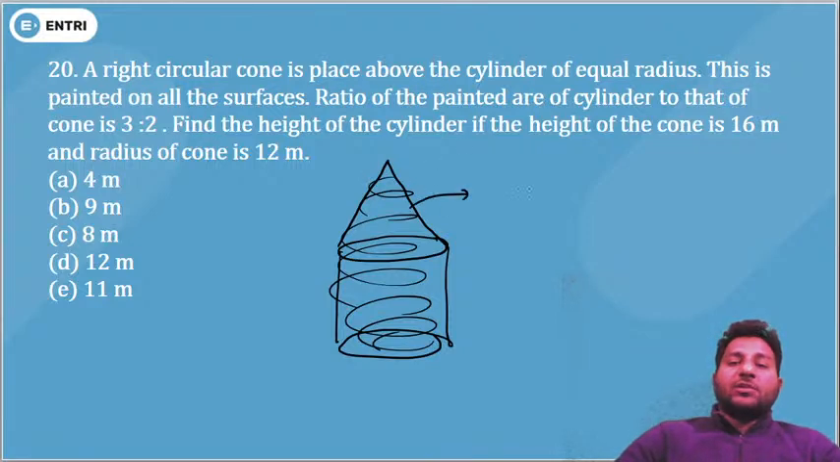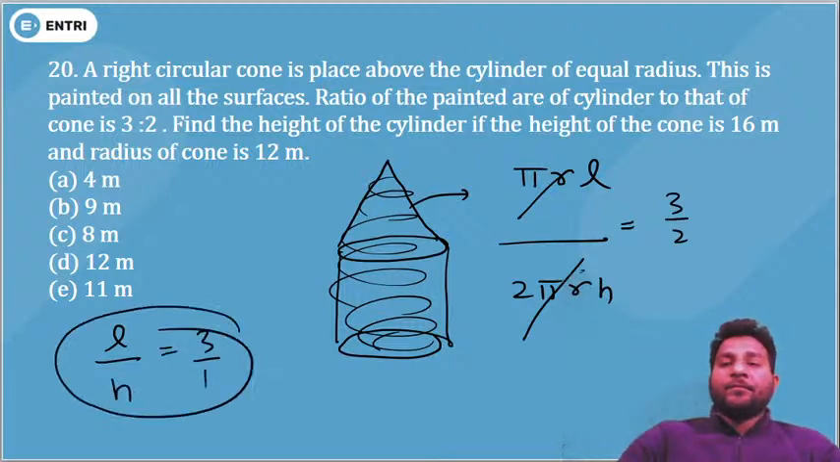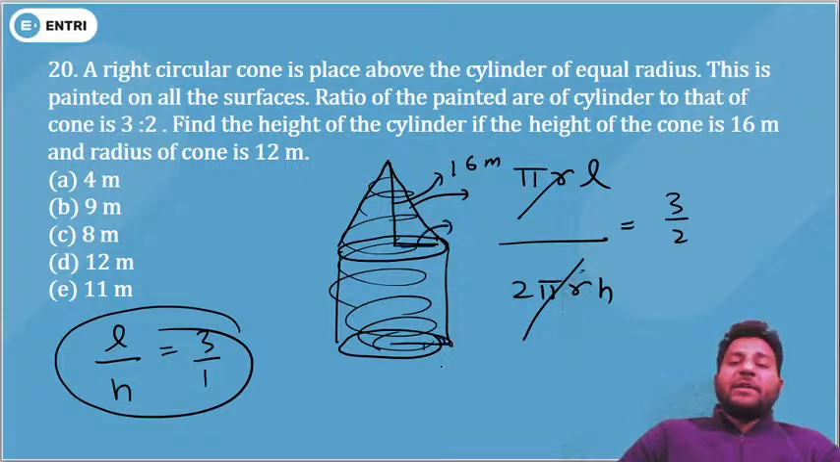So which means the ratio, this will be pi r l and this will be 2 pi r h. Its ratio will be 3 by 2, which means we will find out the height and the slant height ratio as 3 by 1. Find the height of the cylinder if the height of the cone is 16 meters. So we have got the height of cone as 16 meter. And the radius of cone is 12, which means the radius of cylinder will also be 12.